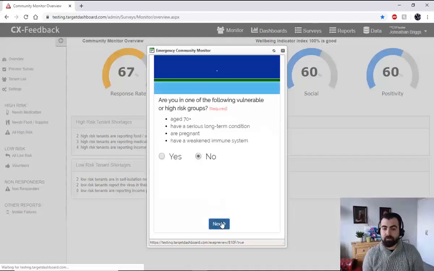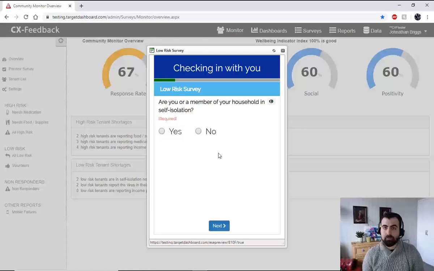It's very different. When they come into the surveys, the high risk or the low risk surveys the second time, they will go straight into another welcome page which is individualized to the high risk survey or the low risk survey, but they will get asked the same questions, so we can track and trend the answers over time.